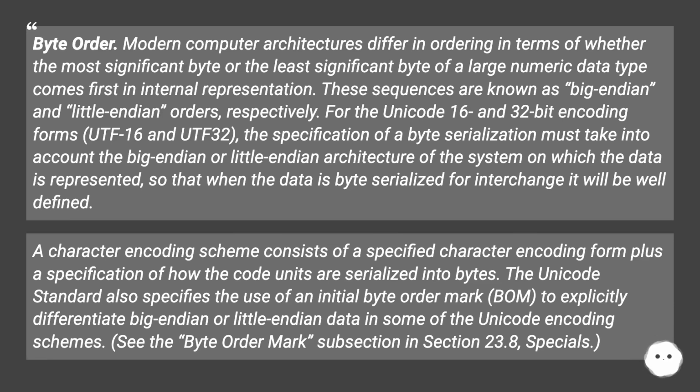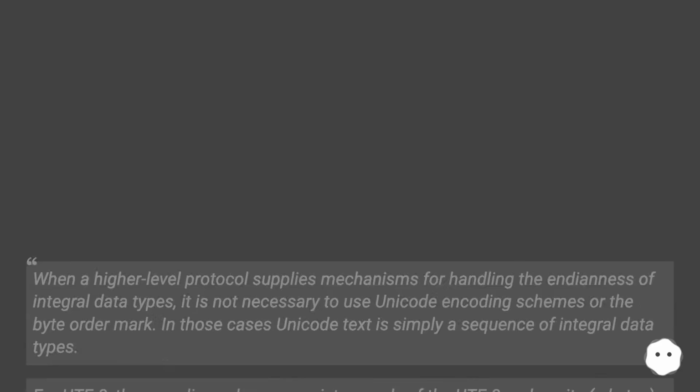A character encoding scheme consists of a specified character encoding form plus a specification of how the code units are serialized into bytes. The Unicode standard also specifies the use of an initial byte order mark, BOM, to explicitly differentiate big Endian or little Endian data in some of the Unicode encoding schemes. See the byte order mark subsection in section 23.8, Specials.